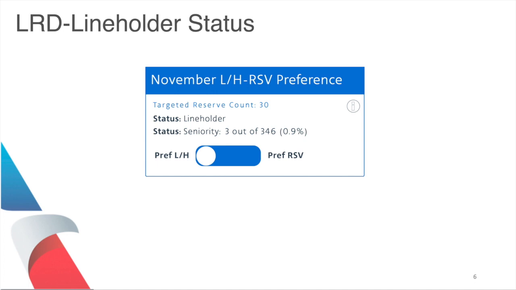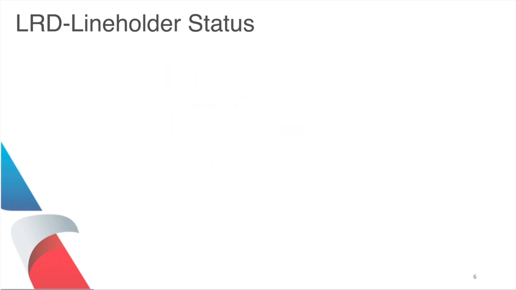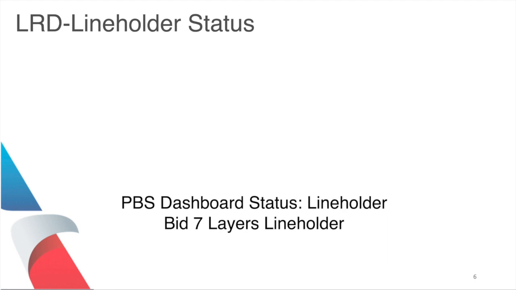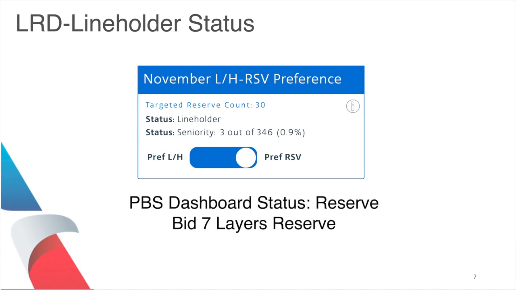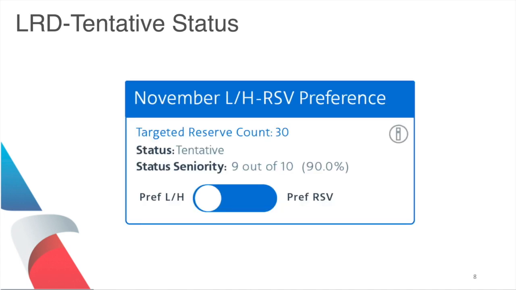If your status is lineholder and you kept your selection on prefer lineholder in your LRD tool, and your final status in PBS reads lineholder, you will bid 7 layers of lineholder. If your status is lineholder and you toggle to prefer reserve in your LRD tool, and your final status in PBS reads reserve, you will bid 7 layers of reserve.